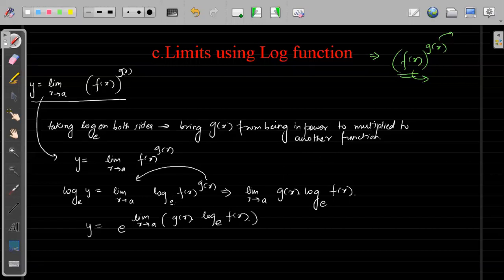Understood? Fine. Yes Pradyuman, I'm saying that this f x and g x will be tending to some numbers. So what will be the first form? The first way is that we can bring this g x outside by taking log. That is what I'm doing. Fine, so this one is clear.